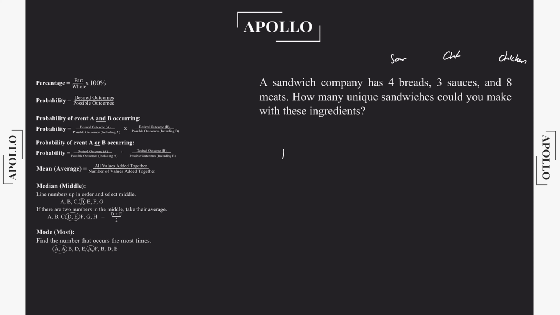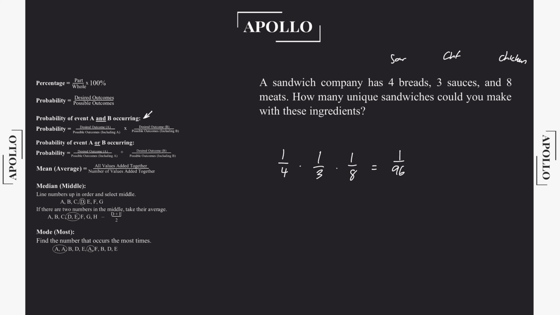So you'd have a 1 out of 4 chance of selecting sourdough. You'd have a 1 out of 3 chance of selecting Chick-fil-A sauce. And you'd have 1 out of 8 chance of selecting chicken. So your chance of selecting all those together, since it's an and situation, it would fall under this umbrella, you'd multiply all of them together. So you would end up having a 1 out of 96 chance of randomly selecting all those.